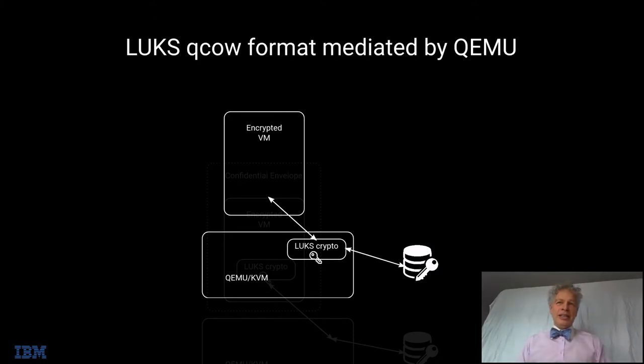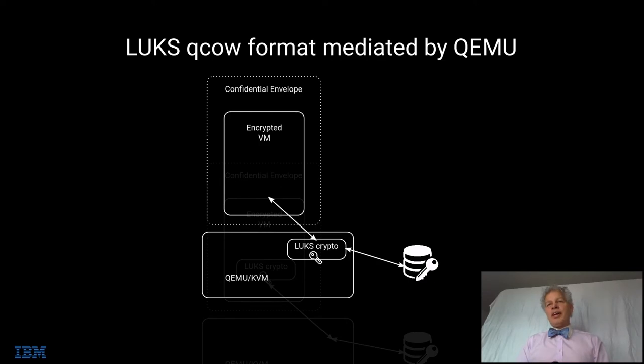And the problem is, if this is an encrypted virtual machine with a confidential envelope, all of that encryption and decryption is actually happening outside of that confidential envelope, which obviously means that if that confidential envelope, the encryption in the virtual machine, is supposed to protect your secrets, it's not doing a very good job. And for that reason, we unfortunately can't use the LUKS qcow2 format mediated by QEMU for actually doing this encryption. We have to look at something else.